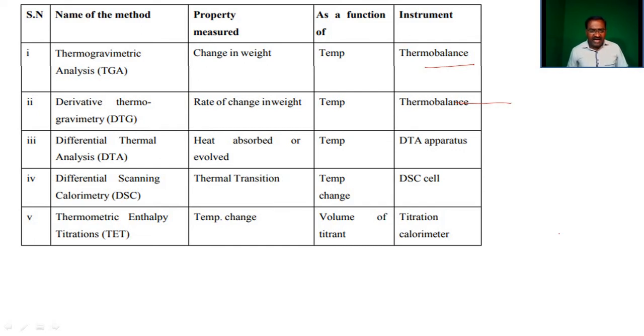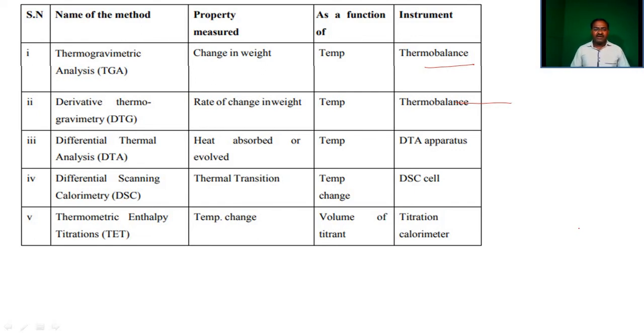Differential thermal analysis. Heat absorbed or evolved with the help of temperature. DTA apparatus is the instrument. Differential scanning calorimetry is used to find the thermal transition, meaning peak temperature, onset temperature and completion temperature, by changing the temperature. DSC cell.